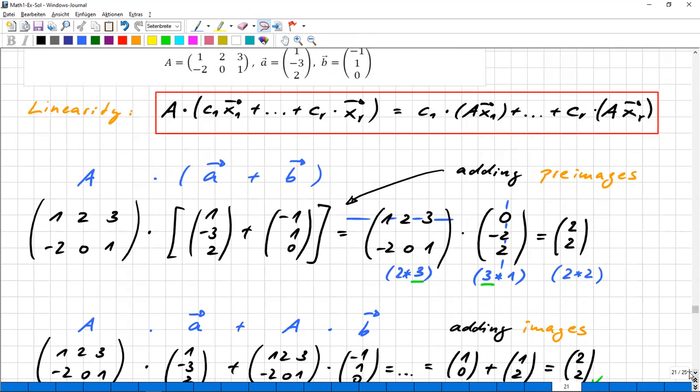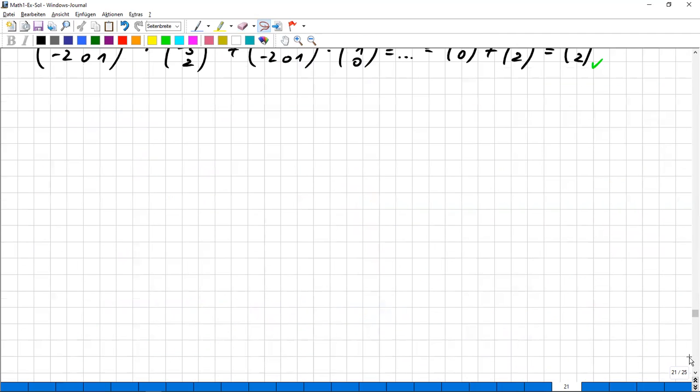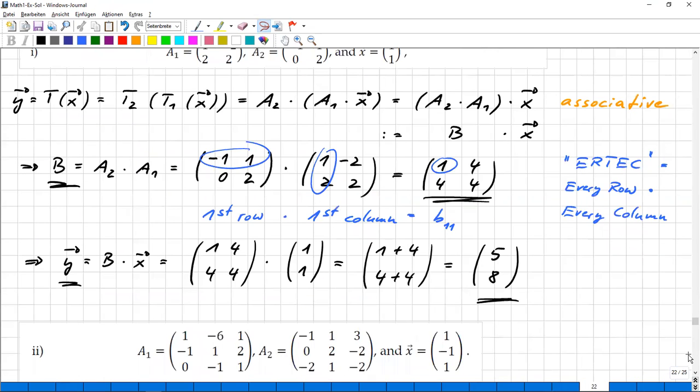So what do we do? We take this matrix, and now it's important. I should shortly jump here, because now we use a principle which I invented anew. In German, it's called Eselsbrücke, Merkhilfe. It's something like a remembrance help for how to do things. And I call it ERTEC. That's what I invented. ERTEC means every row times every column. And that's the principle of matrix multiplication. It's all you need to know.